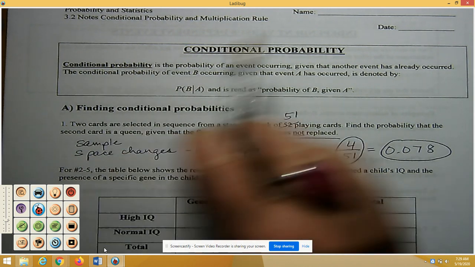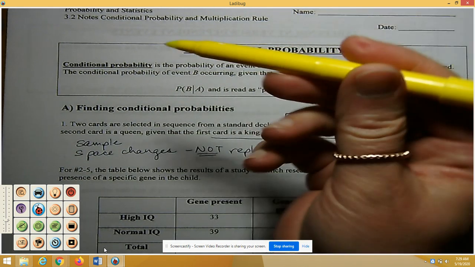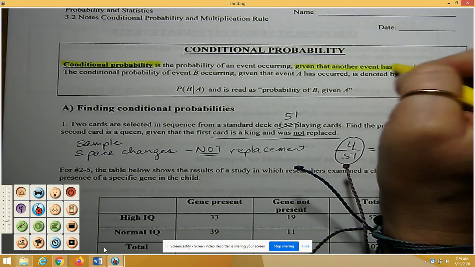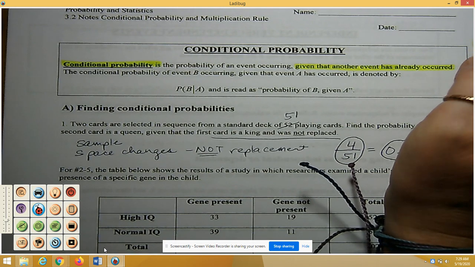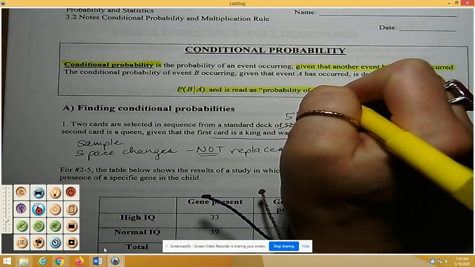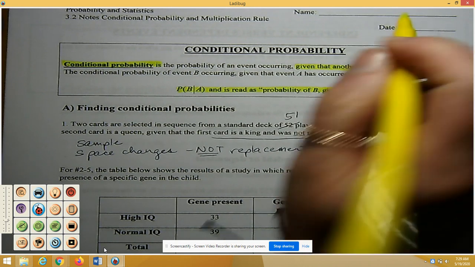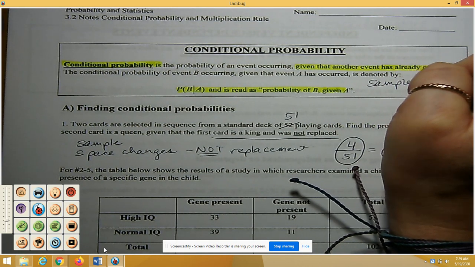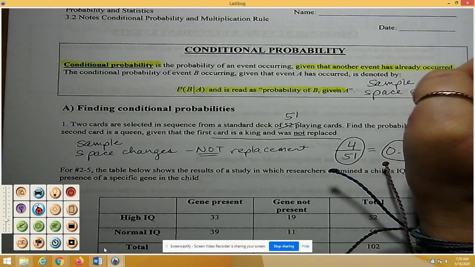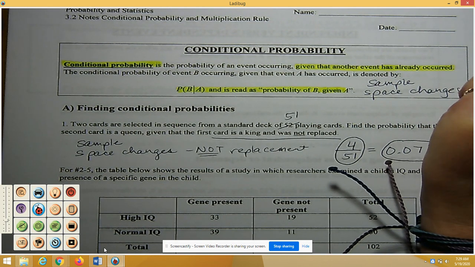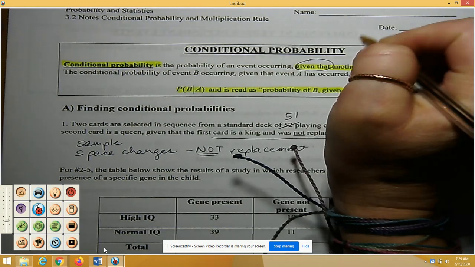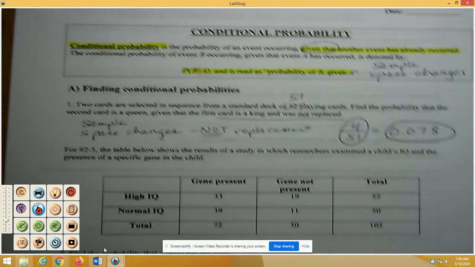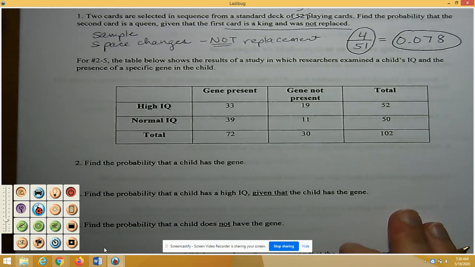So back to our definition of conditional probability. Given that another event already occurs, this changes our sample space. So I'm going to write that up here: the sample space changes. And I'm going to circle that "given that," because that is what tells us that the sample space has changed. So now we're going to look at something called a two-way table.